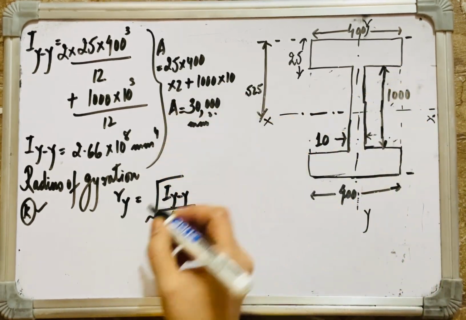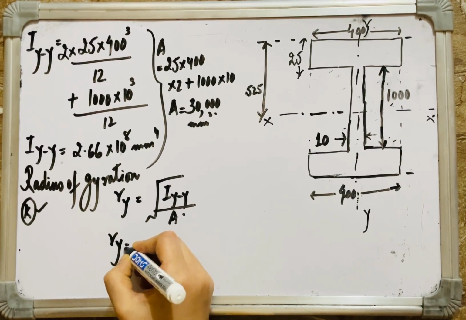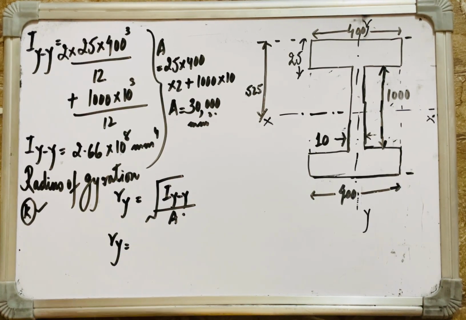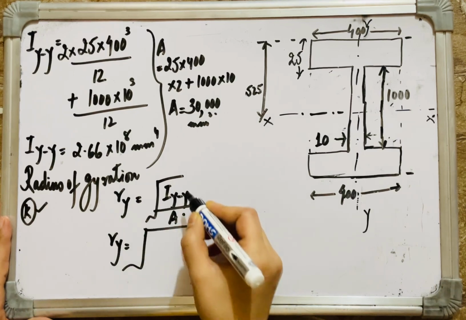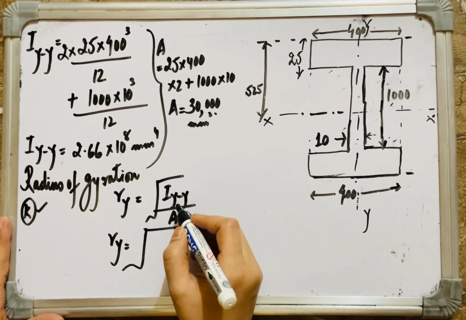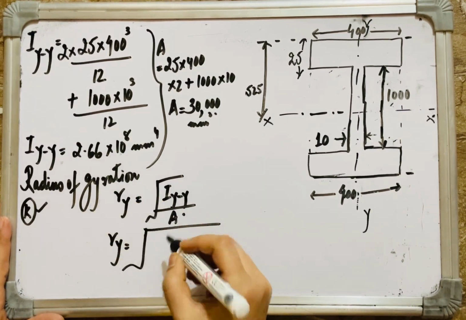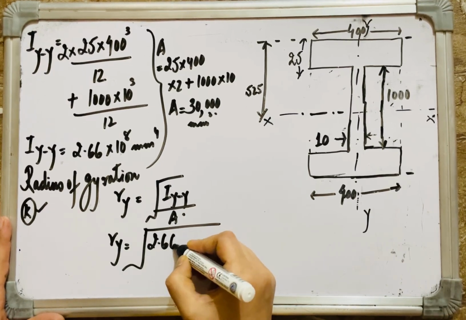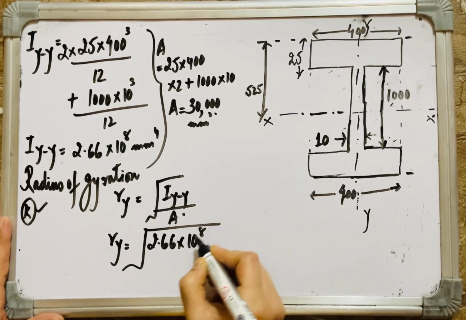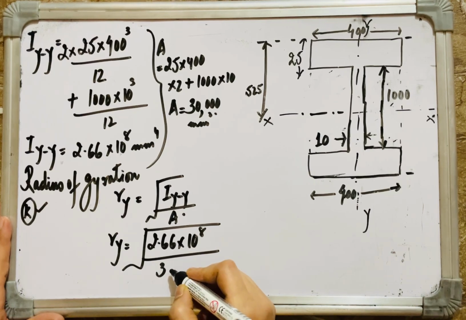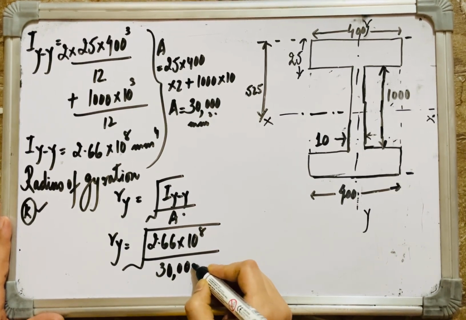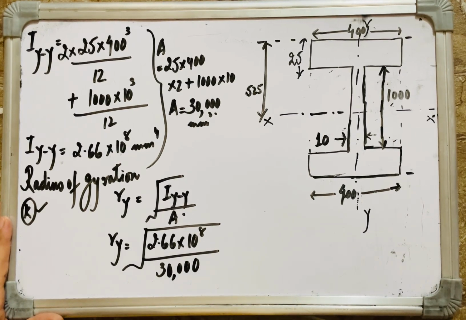I got my area. Now I have Iyy, I have A. I can calculate my radius of gyration. So it is Iyy. How much did we calculate it? It's here, 2.66 into 10 raised to power 8, divided by area. It is 3 into 10 raised to power 4, or let me write it down like so.